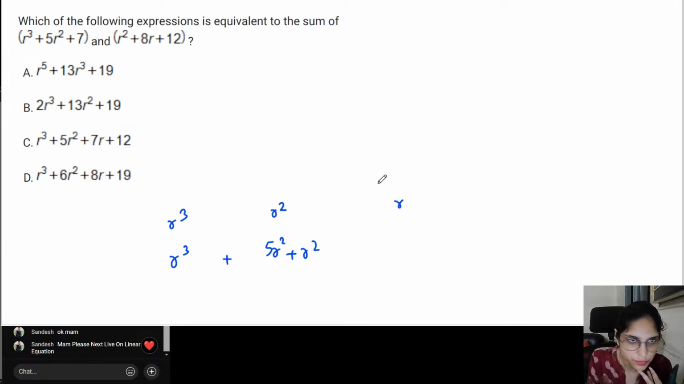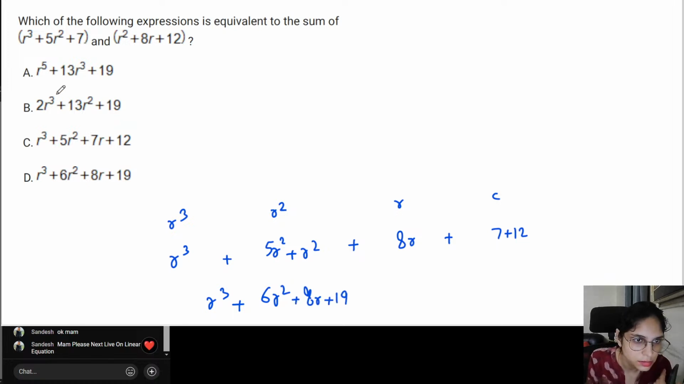Now I will look at all the terms of r. There's no r over here. We just have 8r. Because we are adding, that is why I'm putting a plus sign in between them. And then constants, you have 7, you have 12. So r cube plus 6r squared plus 8r plus 19. This is my method.